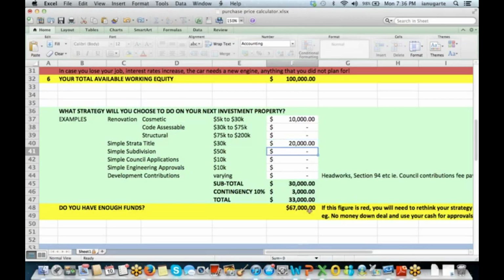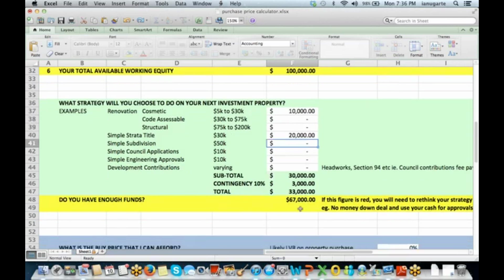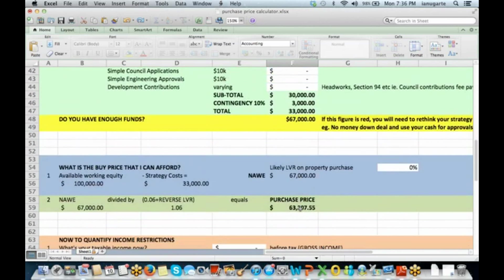And we're back to 33. So now, after we've allowed $33,000 and put it to the side, okay, so we bought our bread and milk and we put it to the side. Now we're going, rightio, we've got $67,000 available. We've already got our available working equity. So this is just a recap of what we've done above. Our strategy cost was 33,000, so we got 67.